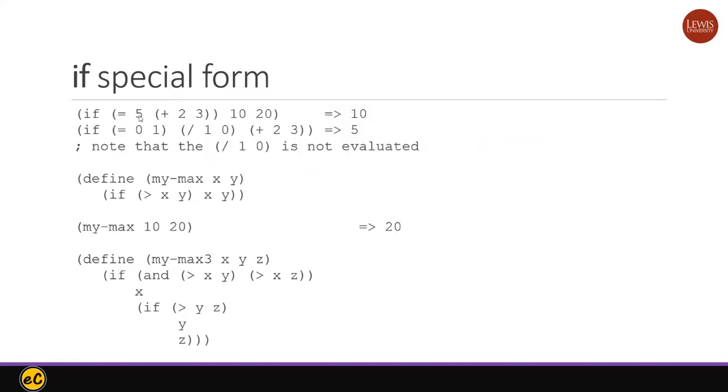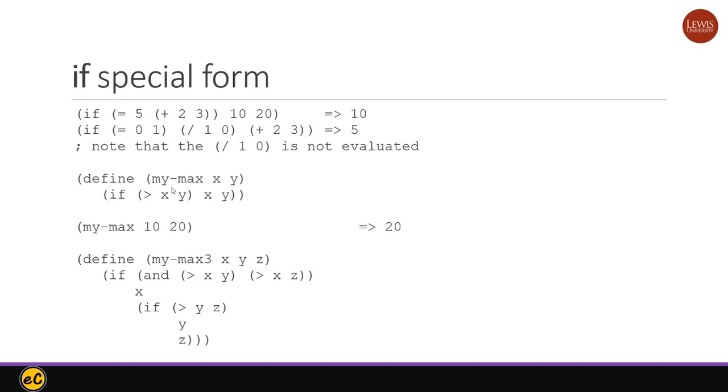So if 5 equals 2 plus 3, then you return 10, otherwise you return 20, and apparently you return 10. If 0 equals 1, you return 1 divided by 0. It won't happen. So you return 2 plus 3, you return 5. Okay, so this is the structure of the if form.